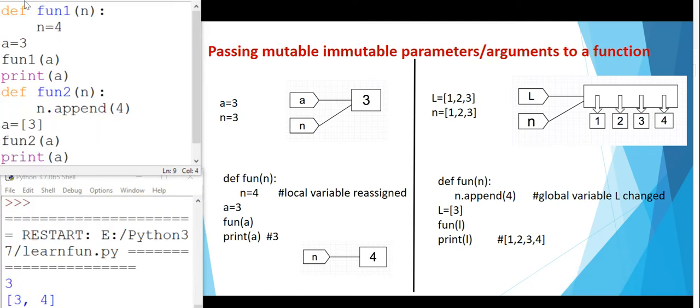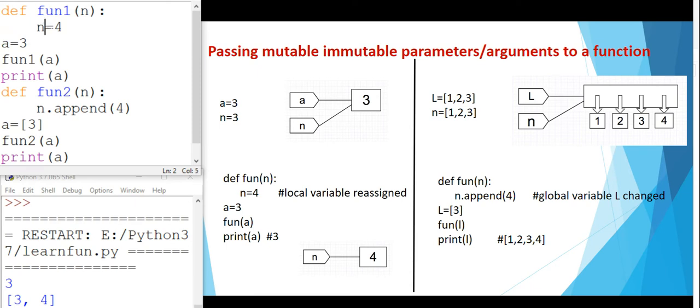You can see I have defined two functions, function 1 and function 2. Function 1 takes an immutable value n, and reassigns a value 4 to it. Now a is equal to 3 is a global variable. I am calling function 1 with a, so the value of a, that is 3, is assigned to n. And then n is changed to 4. Now in the global scope, if I try to print a, it is still going to give me the global value, that is a is equal to 3. It is not going to show me n, or say n is equal to 4.